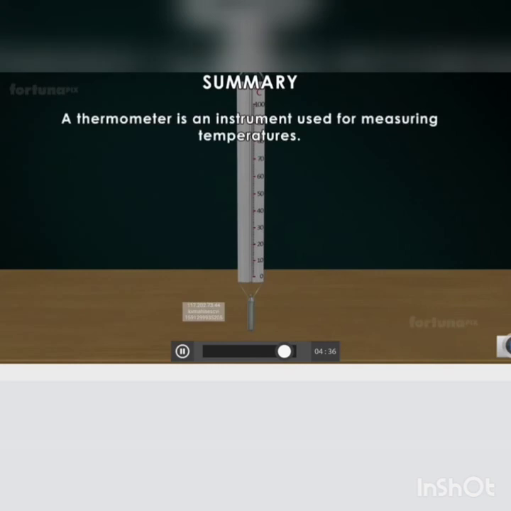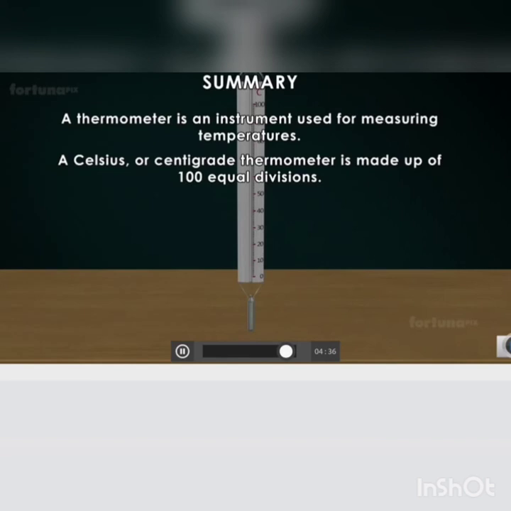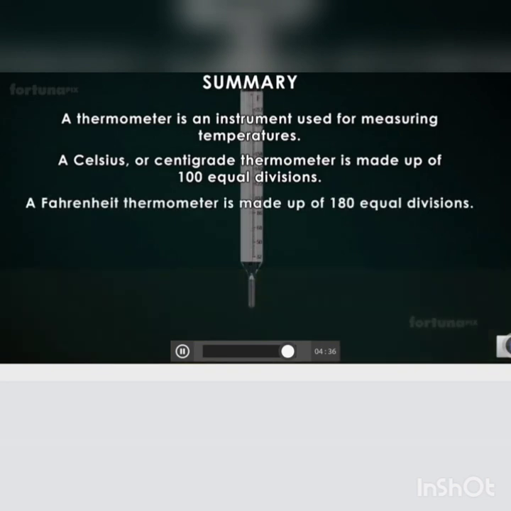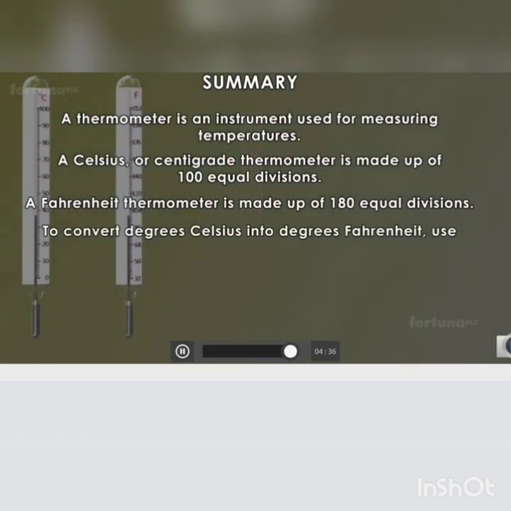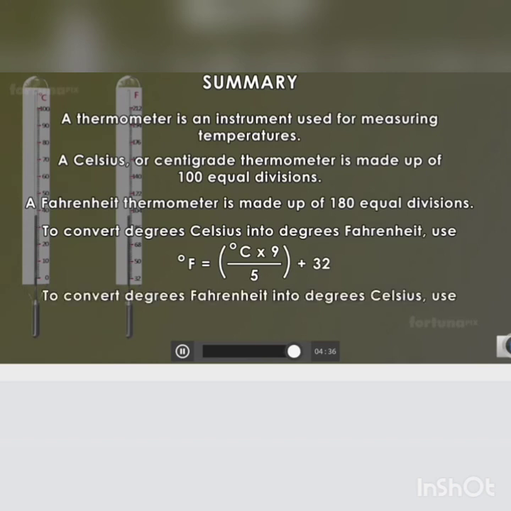Summary. A thermometer is an instrument used for measuring temperatures. A Celsius or centigrade thermometer is made up of 100 equal divisions. A Fahrenheit thermometer is made up of 180 equal divisions. To convert degrees Celsius into degrees Fahrenheit, use F is equal to C multiplied by 9 divided by 5 plus 32. To convert degrees Fahrenheit into degrees Celsius, use C is equal to F minus 32 whole multiplied by 5 divided by 9.